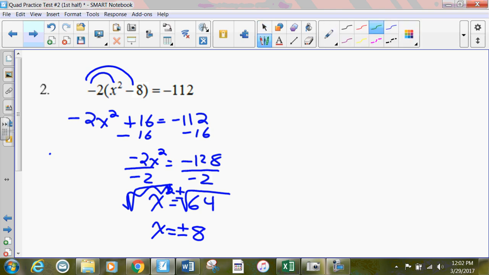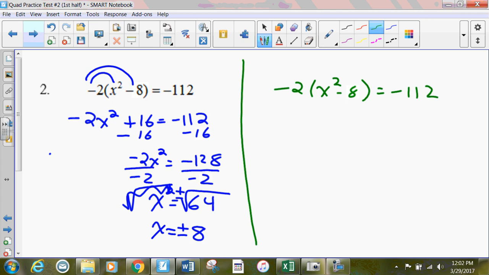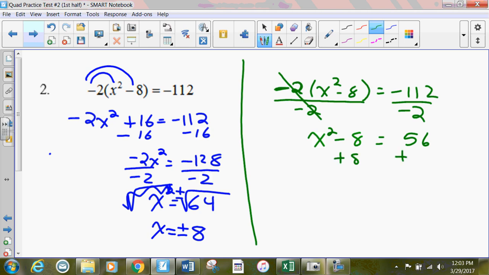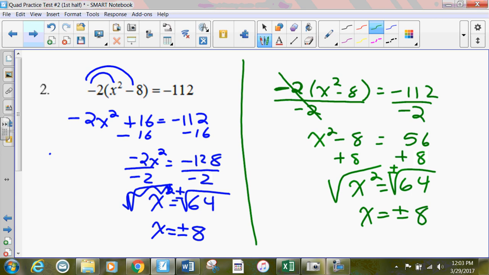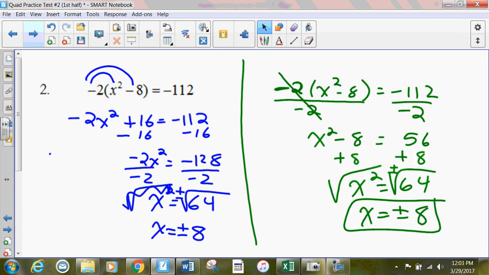Now the other way to do this problem, let me do it another way. So you have two options. And the other option is this. If I want to get the x squared alone, I could get rid of the -2 first by dividing both sides by -2. So when I divide this side by -2, it's gone. I have x squared minus 8 left. When I divide that side by -2, I get 56. And then I want to get x squared by itself, so I'll add 8 to both sides. So I'll get x squared equals 64. And then we'll do the same thing. I'll have x equals plus or minus 8. So either way, we're going to get the same answer.